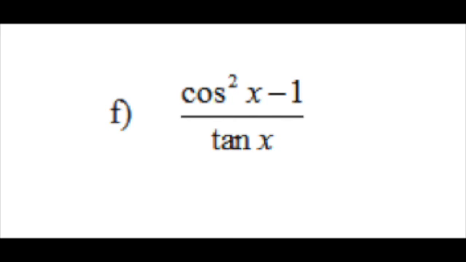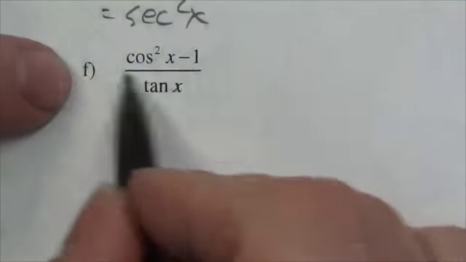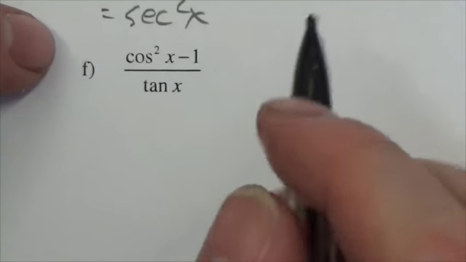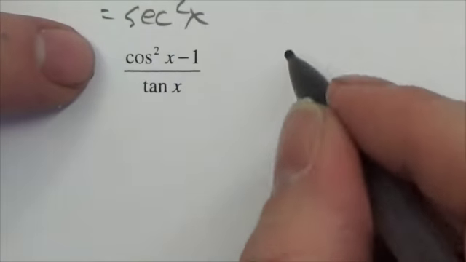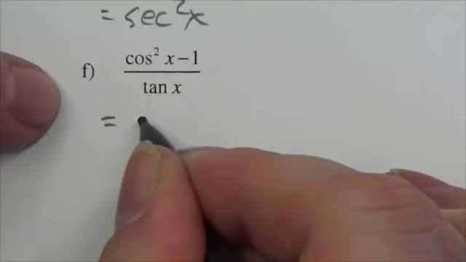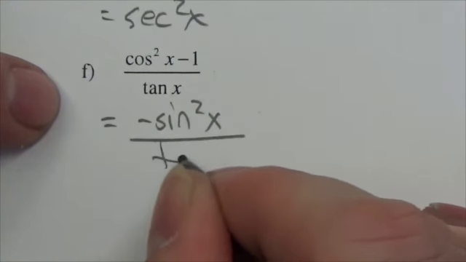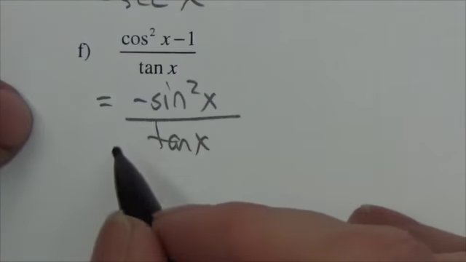The cosine squared of x minus 1 divided by the tangent of x. Okay, now in this case right here, I'm seeing something that looks like that original Pythagorean identity, cos squared plus sine squared equals 1, but it's not. It's cosine of x squared minus 1. Now what they've done is they've brought the 1 over, brought the sine over, and so it turns out that the numerator is actually equal to the negative sine squared of x over the tangent of x.